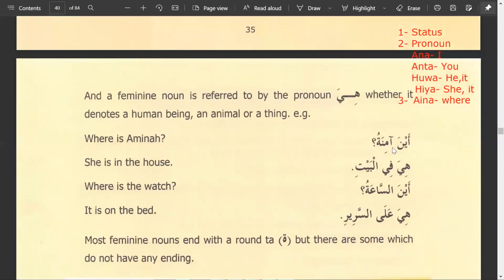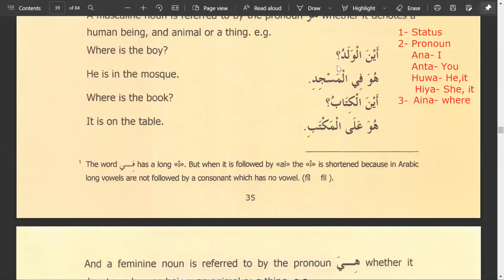Okay, if the question is Ainal waladu, where is the boy? So boy is masculine. So the pronoun you are going to use is huwa. Huwa fil masjidi. He is in the masjid. And Ainal kitabu? Where is the book? So because kitabu is a masculine ism, then here, huwa.